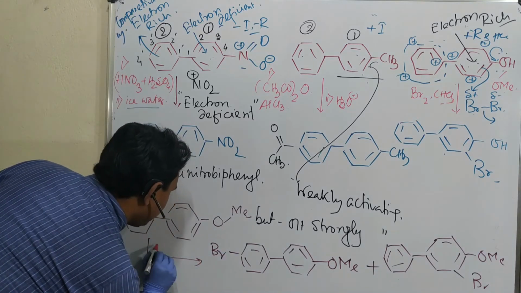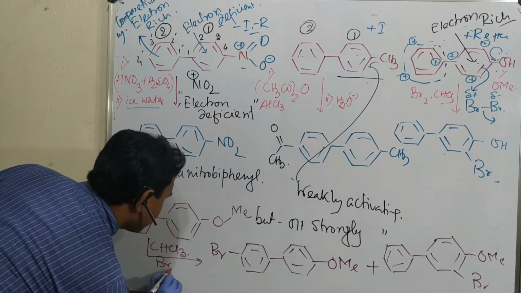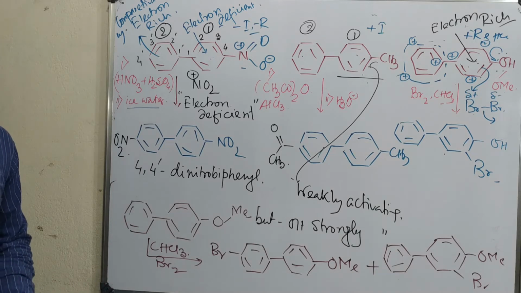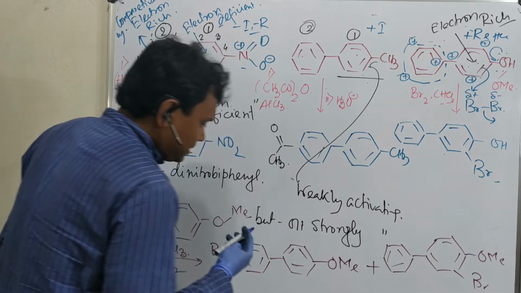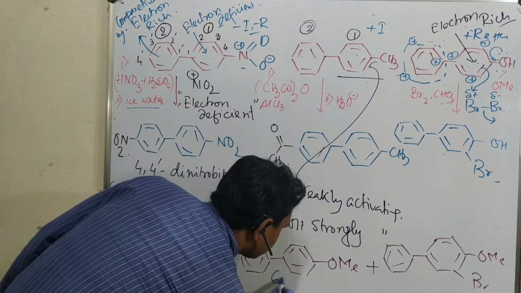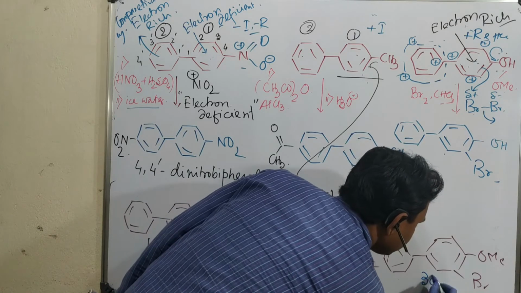Now the question: the condition is CHCl3 and Br. So what is the product? Actually here both of the reagents give products. This is ortho substitution, about 60%, and this is 30%.